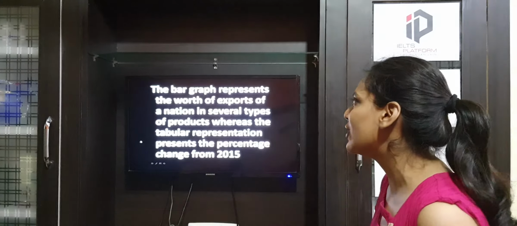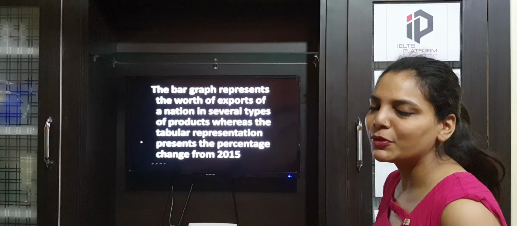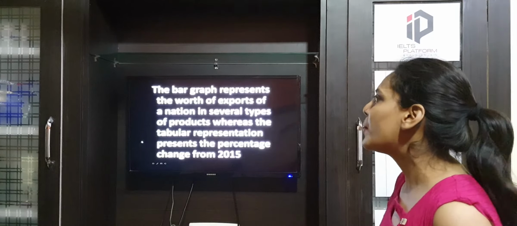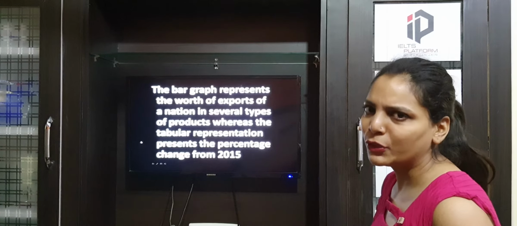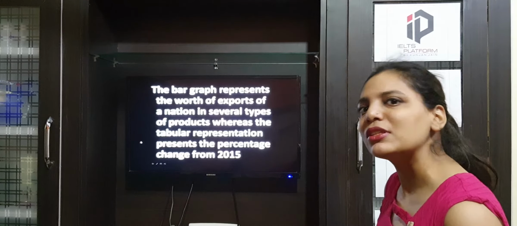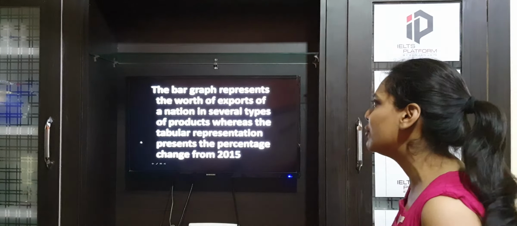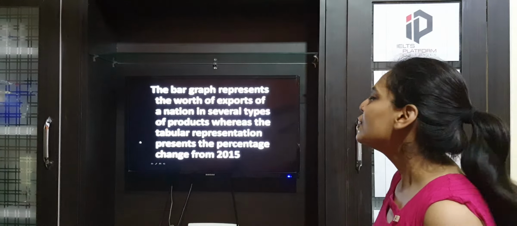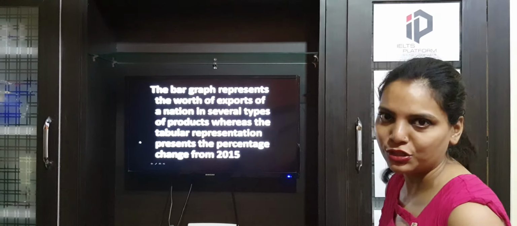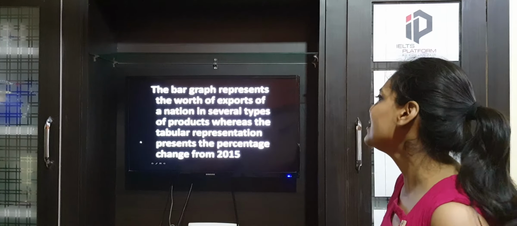What is it showing? I have written the word "represents" for "shows." For the bar graph, the word written there was "chart," but we know that it is a bar graph. That is why I have written "the bar graph represents." What is it showing? The worth, value, amount. So, worth of exports of a nation. Nation means country.